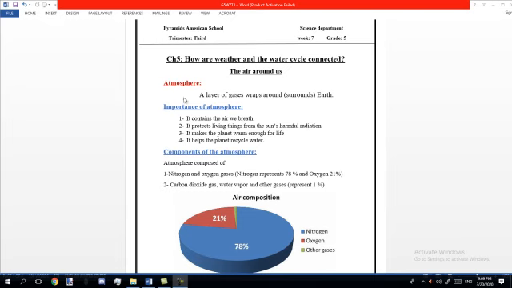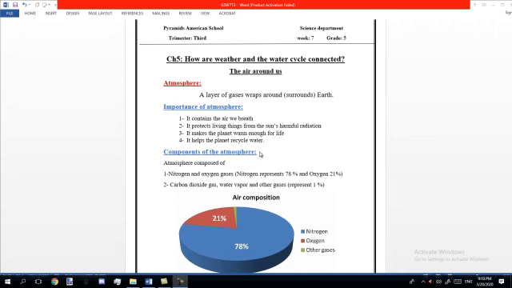So the importances of the atmosphere are: it contains the air we breathe, it protects the living organisms from the sun's harmful radiation, it makes the planet warm enough for life, and finally it helps the planet recycle water, as we'll see in the water cycle.